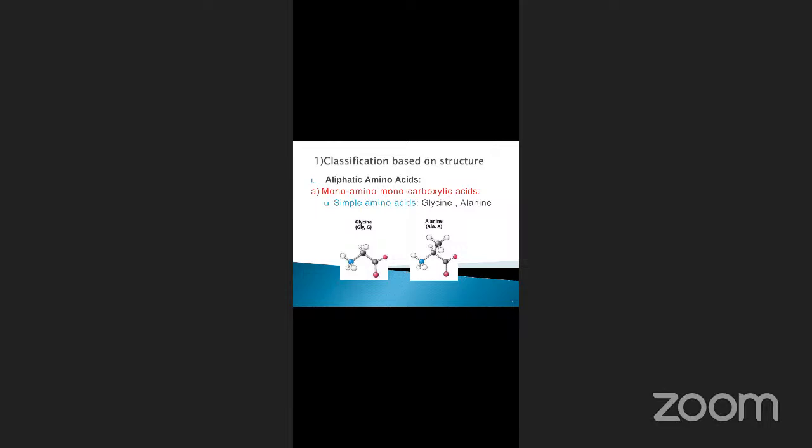Examples are, first, the simple amino acids, that means glycine and alanine. They are very simple, with only a single group present, like hydrogen or similar.